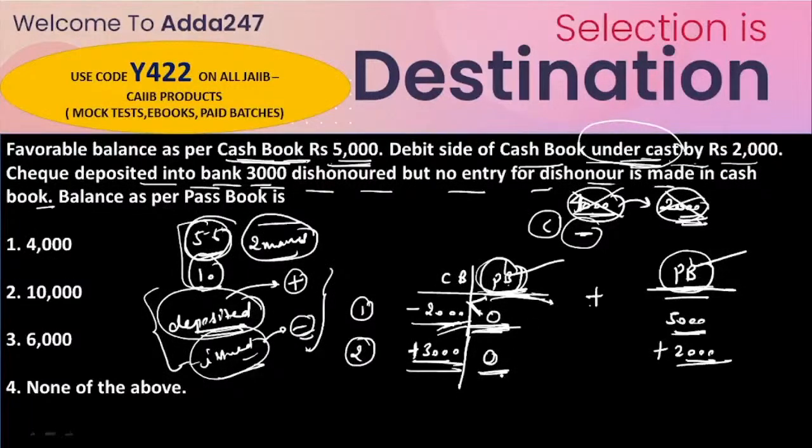Now again the same question: is the passbook balance greater or lesser than the cash book? The answer is that the passbook balance is lesser than the cash book. If it is lesser, we use the negative figure, and by what amount? That is 3000. So just solve this and you will get the answer, which is equal to 4000 rupees. So this would be your answer: balance as per the passbook is 4000 rupees. This is how we solve these kinds of questions. I hope it is now clear for everyone.